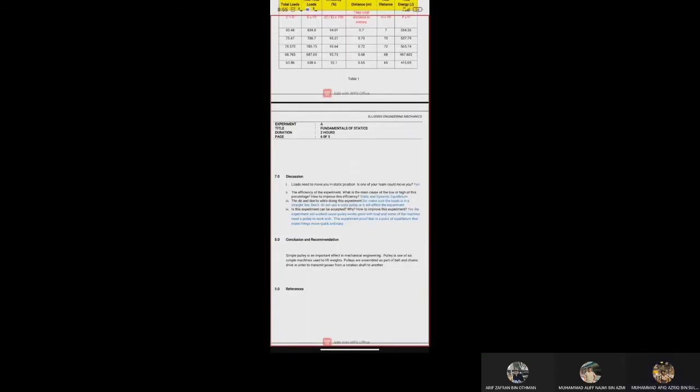Discussion. Dia tak coba. Okay, jawapan dia biru lah. Soalan dia hitam. Load needed to move your static position. Is one of your team able to move you? Yes, totally. The efficiency of the experiment: what is the cause of low or high of this percent, how to improve it? The effects of static and dynamic equilibrium.